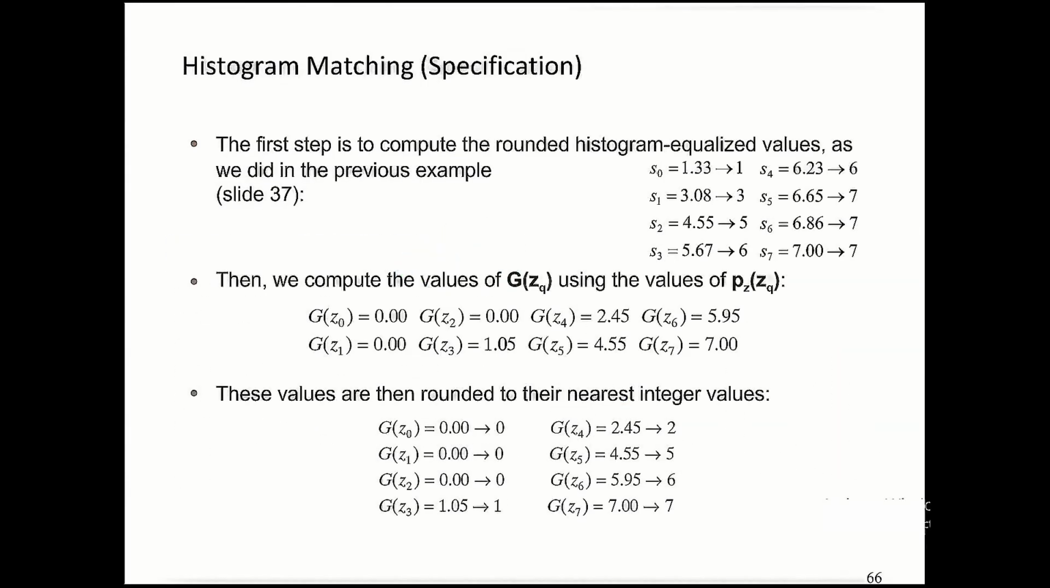Using CDF multiplied by n minus 1, you get these values, and we have to round them to the nearest integers. This is what we get after equalizing our own specified PDF. Now this should be the inverse of that to get Z0 and Z1. So let's see how to do the inverse of this function.